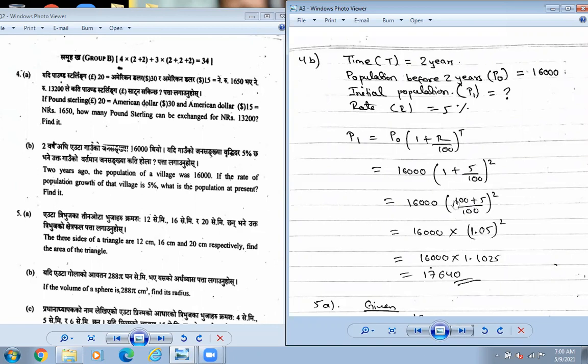Okay, so let us do the calculation. 100 plus 5, it will be 105 divided by 100, that is 1.05 squared. If we use the calculator, it becomes 1.1025 into 16,000, it becomes 17640. Okay, this is going to be the answer. So hope your answers are coming out correct.